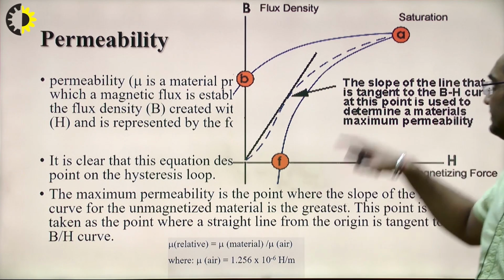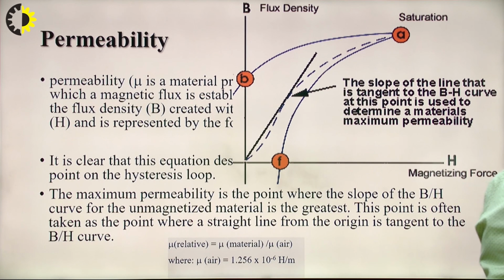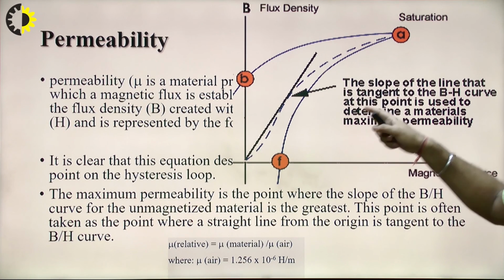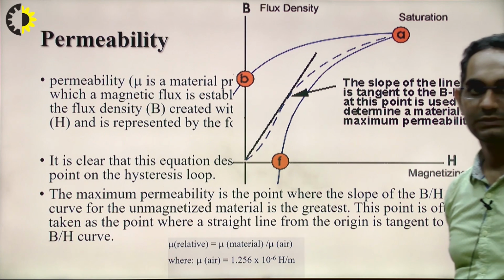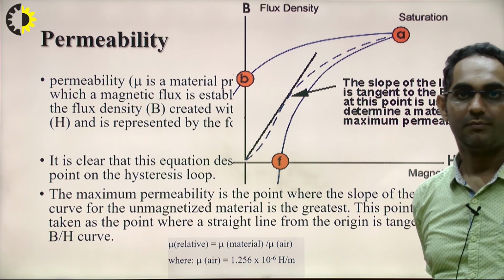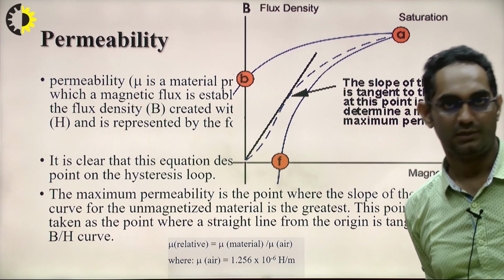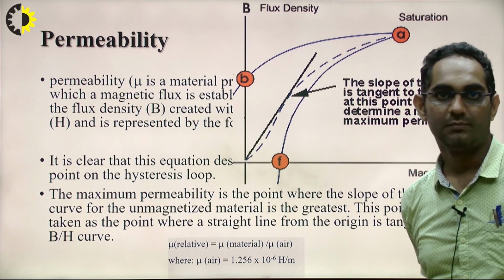This is the hysteresis curve, this is the saturation, this is the flux density. Then this is the slope of the line that is tangent to the B by H curve at this point, used to determine a material's maximum permeability.